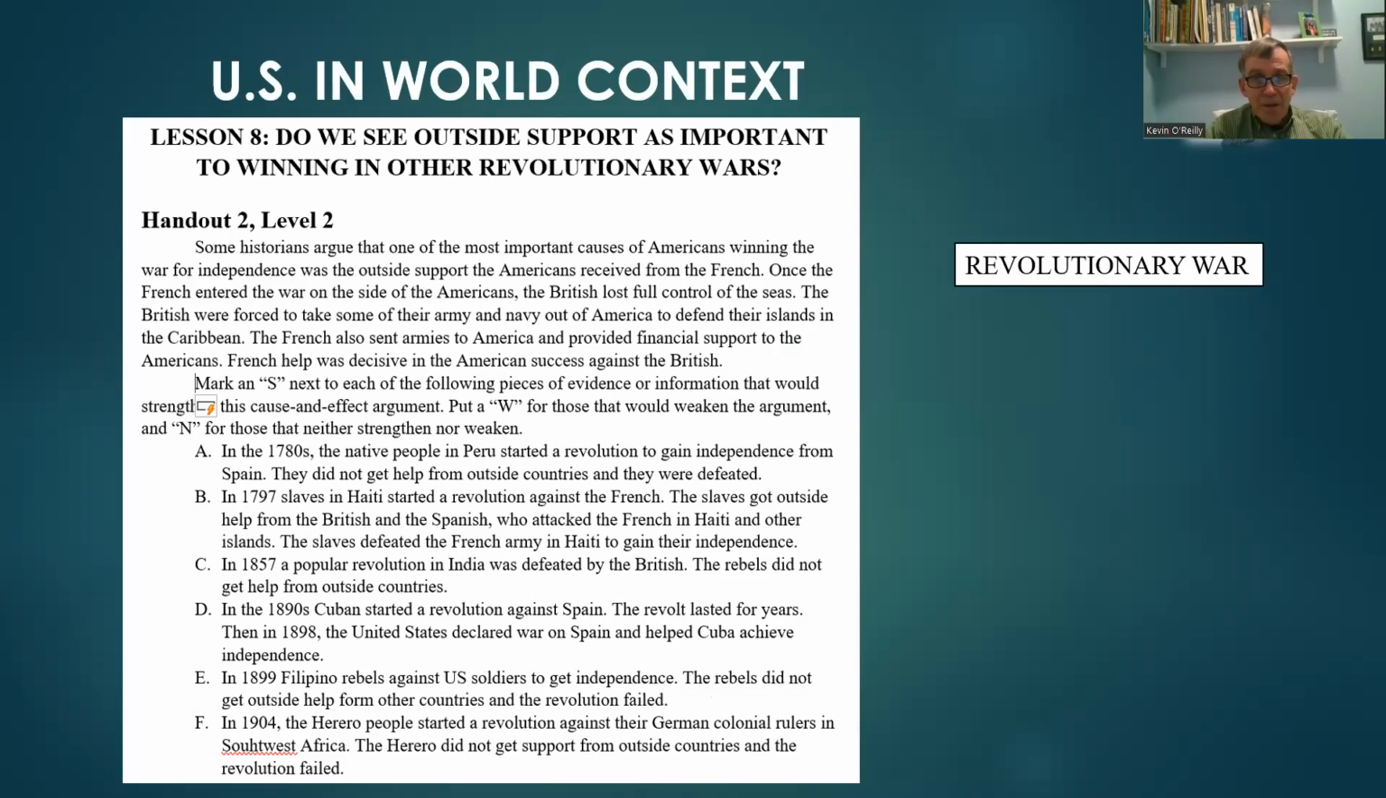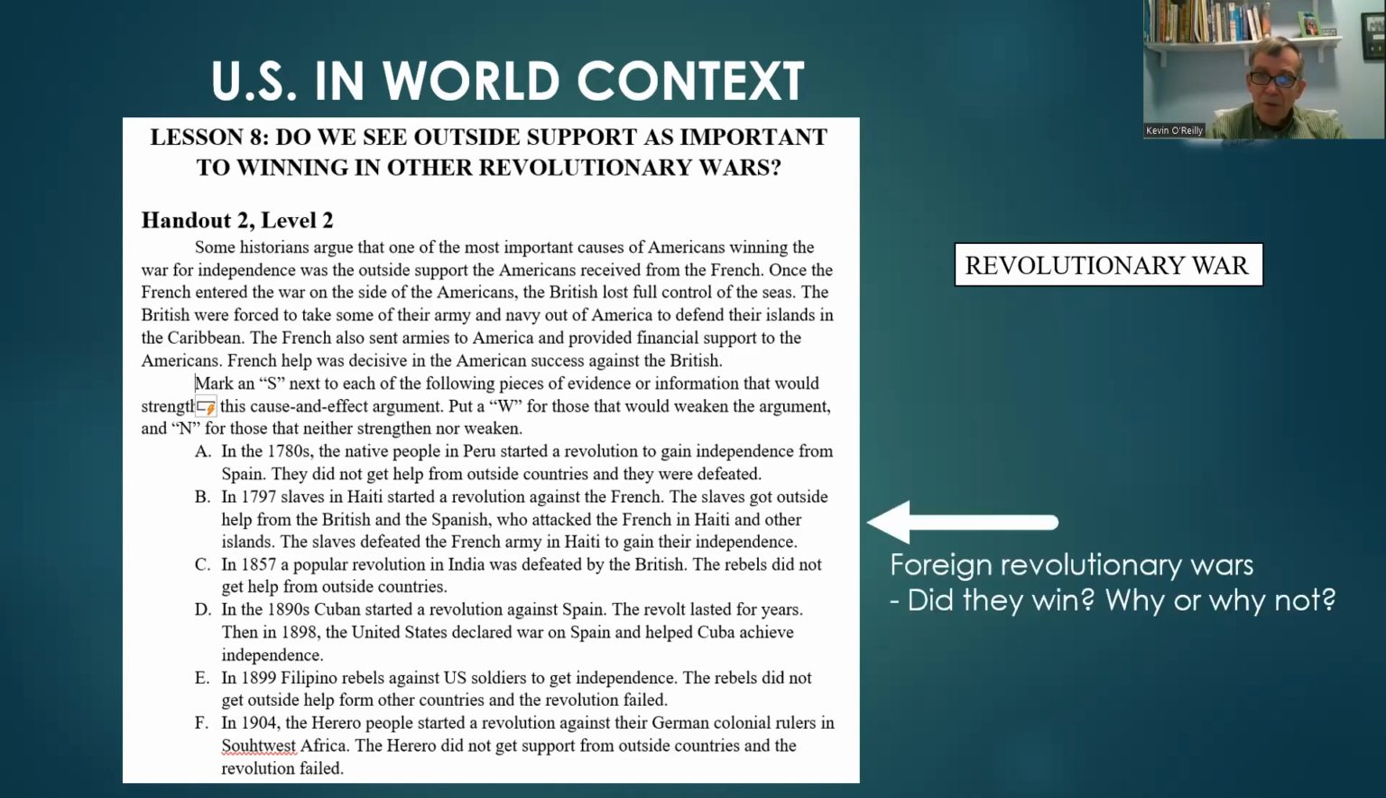U.S. and world context, again, this is now Revolutionary War. Some people argue that the French help for the Americans was a key factor in the Americans winning the American Revolution. Well, one of the things that we try to teach students is when there is an argument like that, say, well, is it the same in other cases? What about other colonial revolutionary wars? So this lesson picks out some other revolutionary wars. And so, for example, Peru, Haiti, India, and the Philippines, and asks, did they have outside help? And if they did, did they win? And if they didn't, did they not win?